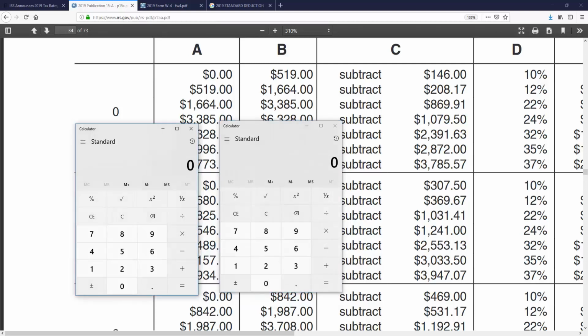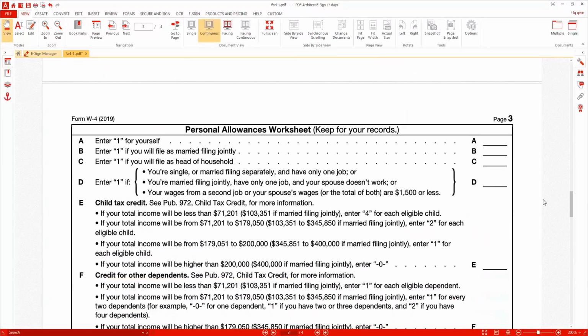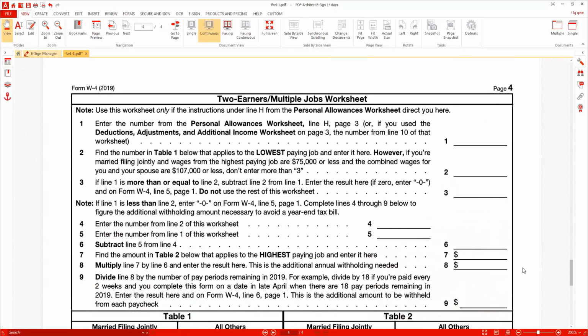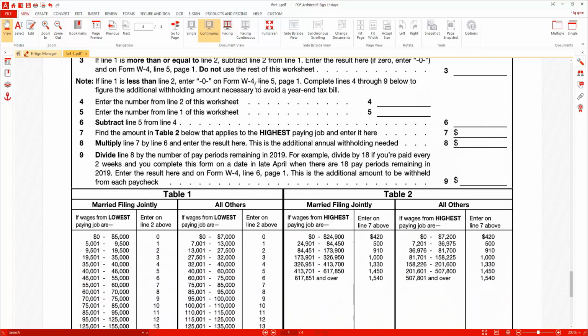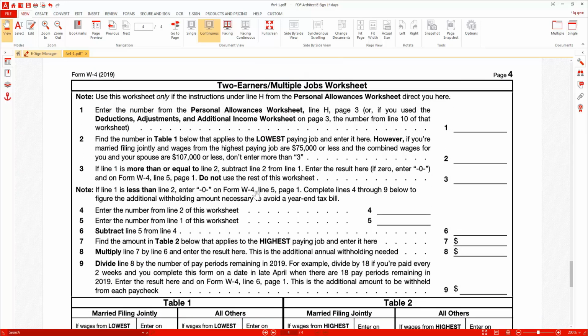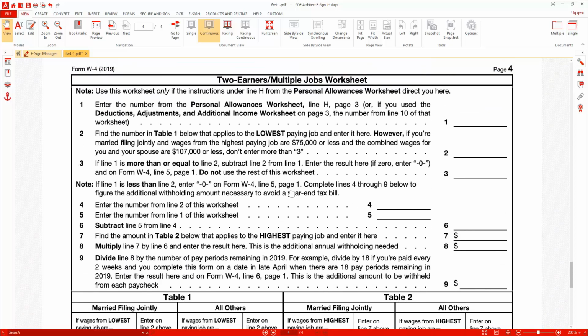Let's go back to our W-4. Remember, I showed you the last couple pages of the W-4, and this one is a very important one: the two-earner, multiple jobs worksheet. What this means is that if you are married and both you and your husband work, then you have to fill out this table. If you don't, then you're not filling out your W-4 properly. If you have had more than one job throughout the year, you must also fill out this worksheet. Otherwise, you're filling out your W-4 improperly.